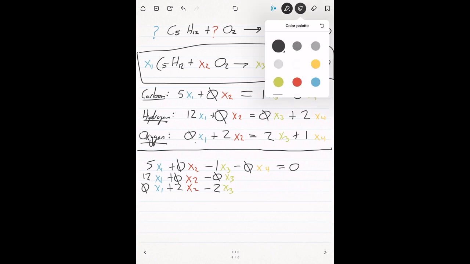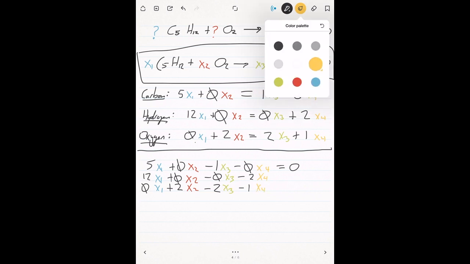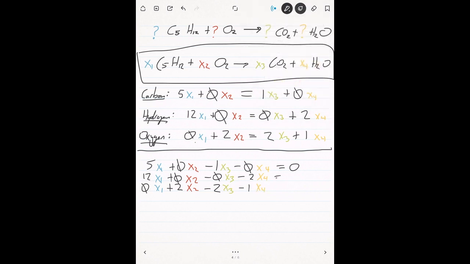And then I also need to subtract a 2 and a 1 that had the x4s. And all of these, again, are equal to 0. Now, I'm doing this because, remember, in standard form, you need to have all the variables on one side, and they need to equal a constant. In this case, they're all going to equal 0.